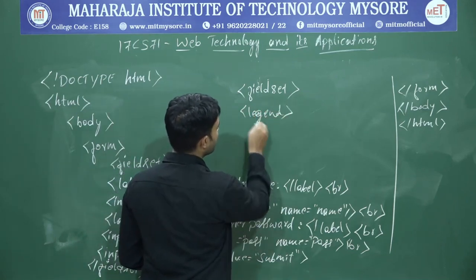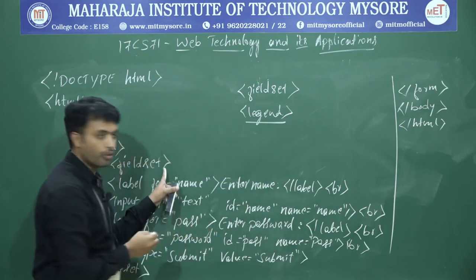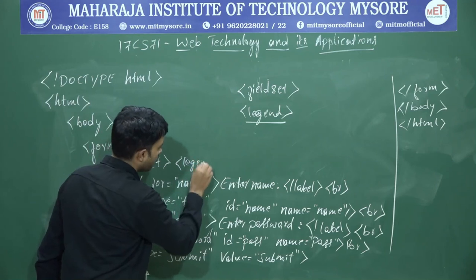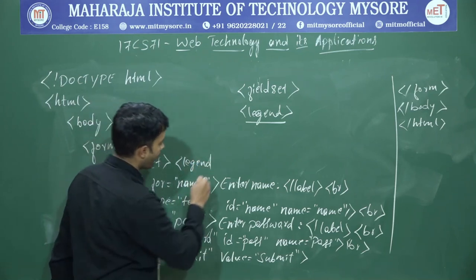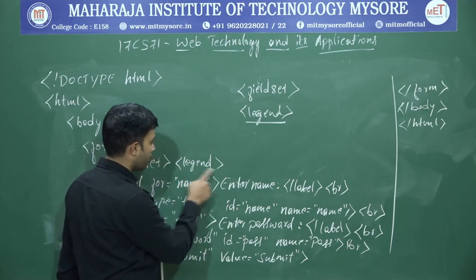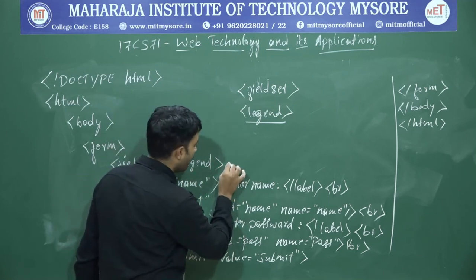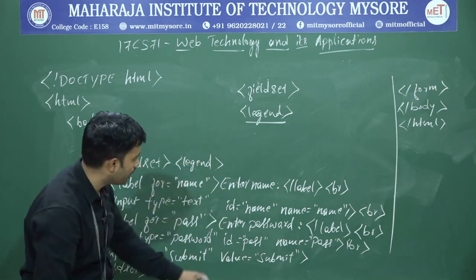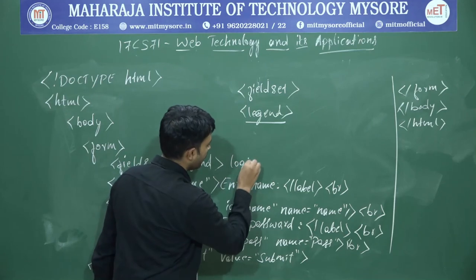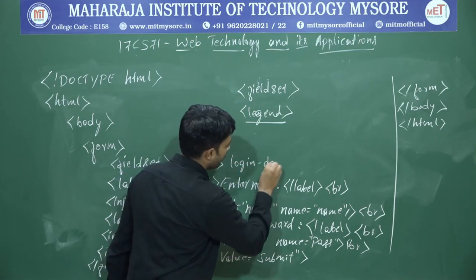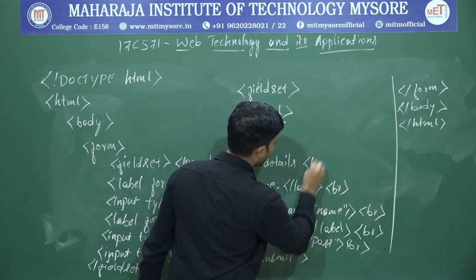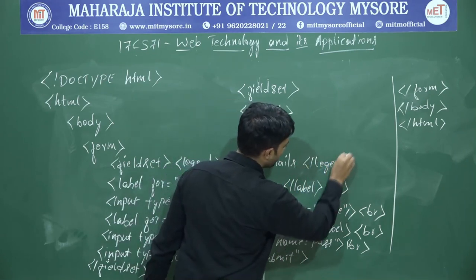Legend. Okay, so the next tag is what? Legend. I'm going to use it here itself. Okay, close this, open the tag of this legend, followed by, here this is the login details, right? Name and password. So now I'm going to write what? Login details. Okay, now close the legend.